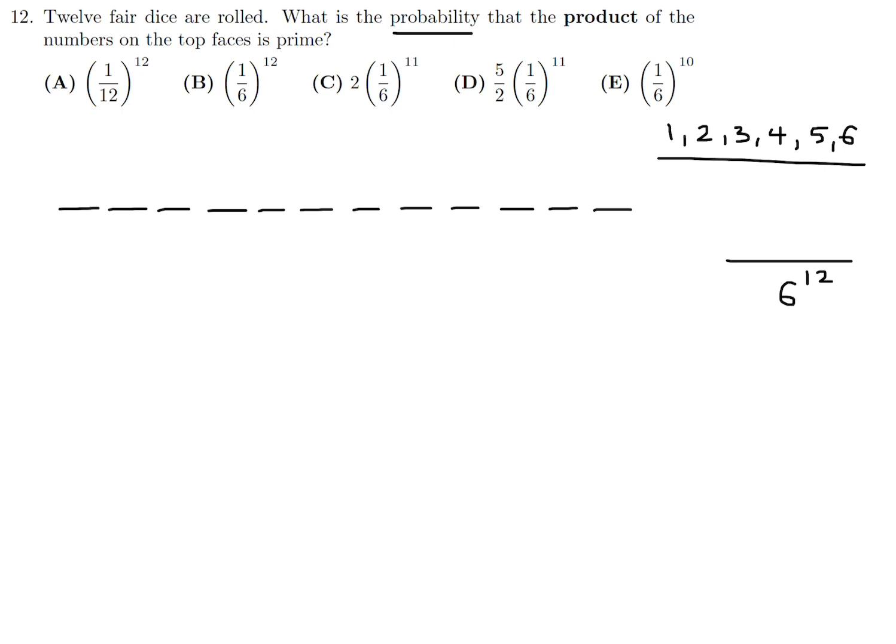They want the product on the top to be prime. Well, how on earth would we get a prime number if you're multiplying a whole bunch of numbers together, right? The whole definition of a prime number is that it's divisible by only itself or 1. Well, if every time you roll it turns out to be a 1, all 1s, the product will be 1, but 1 is not a prime. 1 is not a prime number.